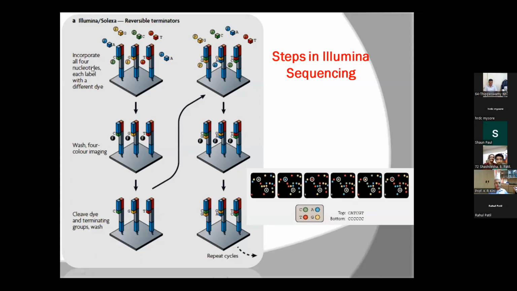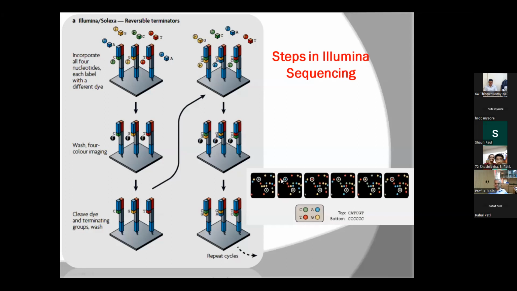So each incorporates all 4 nucleotides, each labeled with a different dye. So whatever base is on the template, it will add the color of the dye. And each piece of DNA which is hanging from the plate will add a different dye. And that is monitored by a camera. So basically, you are visualizing it under a microscope. So each spot, different colors you can see.